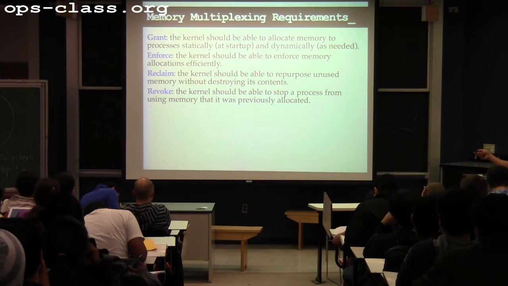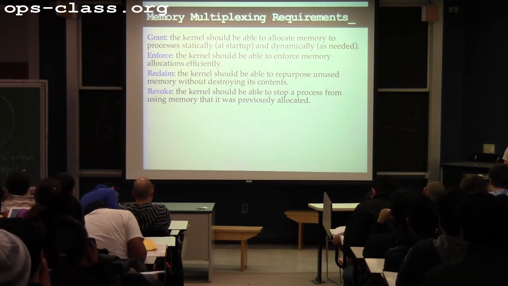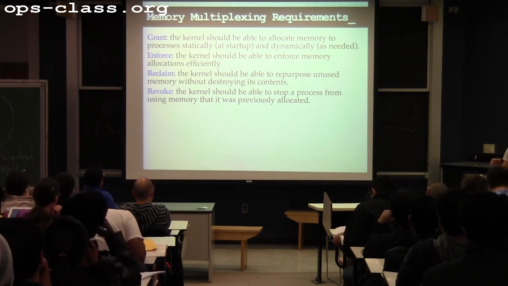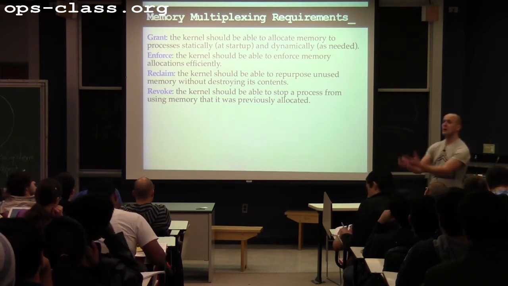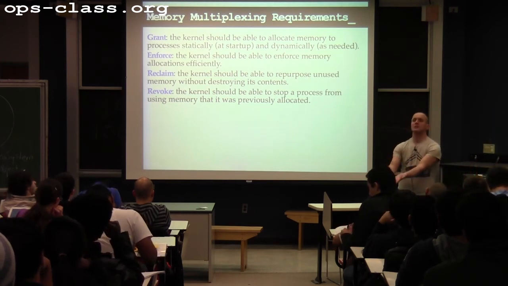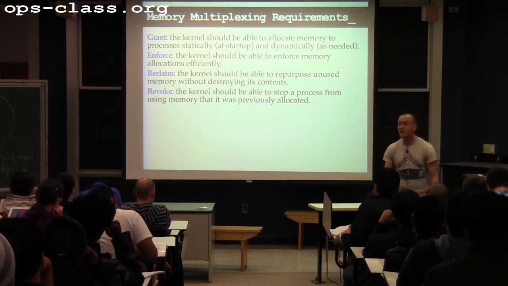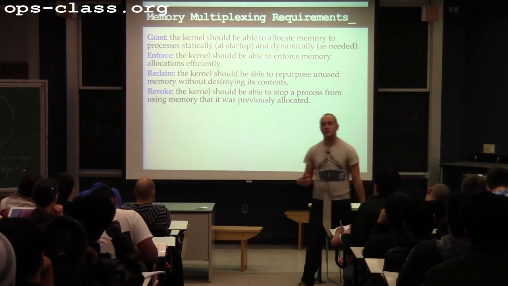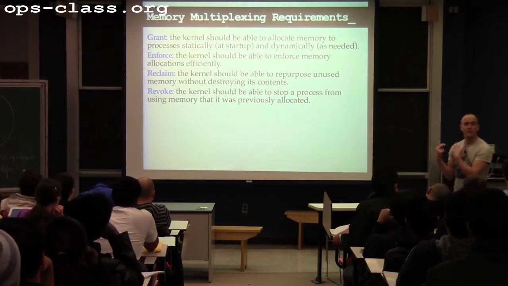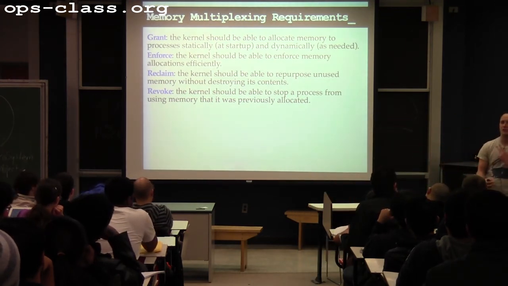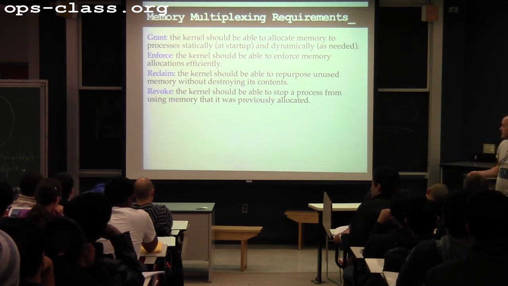I'd like to be able to reclaim unused memory, and when I do that, it's important that the process not know. If I took your memory and gave it back to you with a bunch of new stuff in it, you would probably notice, and that would probably cause you to do something bad, like crash. So if I'm going to take some of your memory away because it doesn't seem like you're using it, I need to make sure that I preserve the contents.